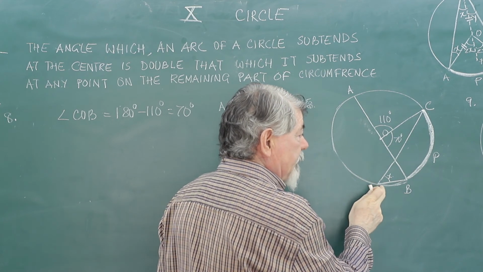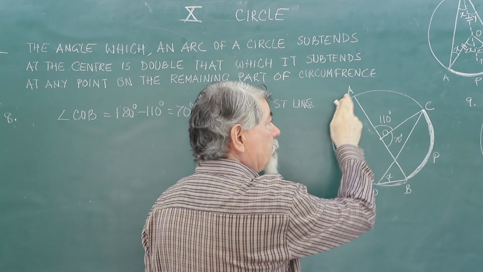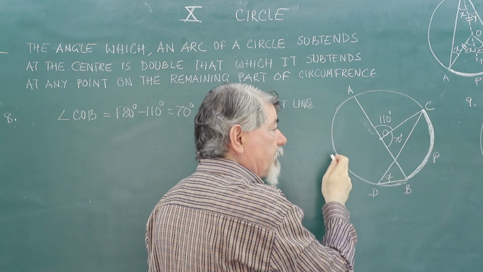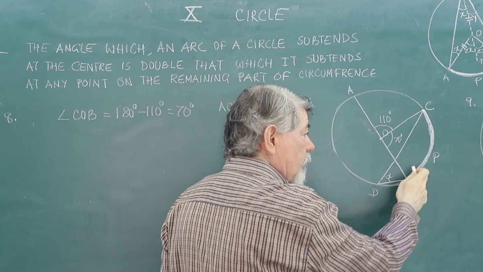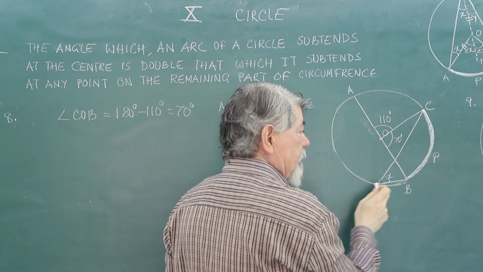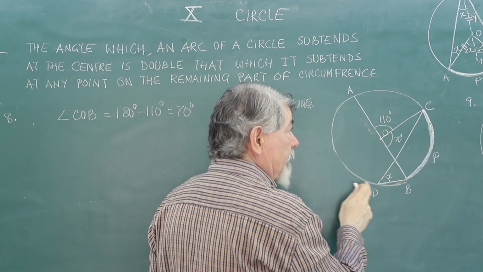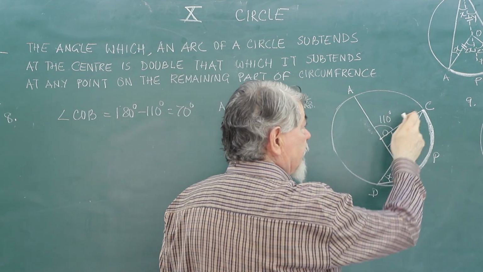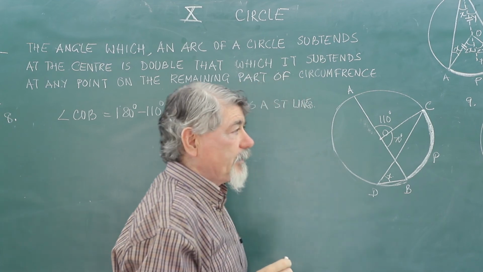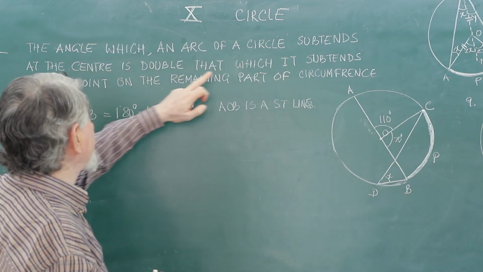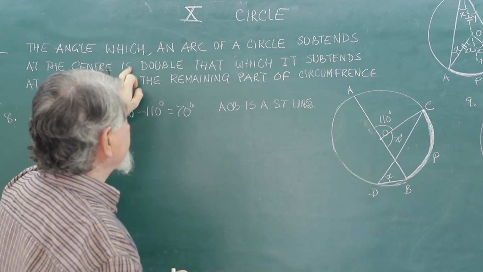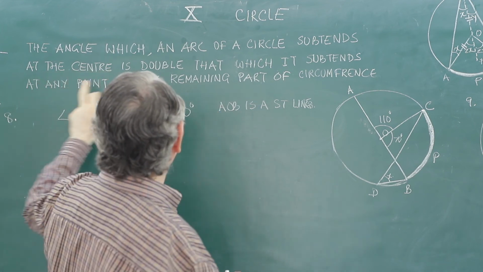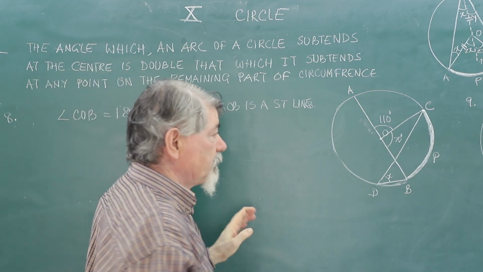This point D is on the other part of the circumference, the remaining part of the circumference. It is not on the CPB. The point D is on the remaining part of the circumference. Please go through this statement. The angle subtended by an arc at the center of a circle is double that which it subtends at any point on the remaining part of the circumference.